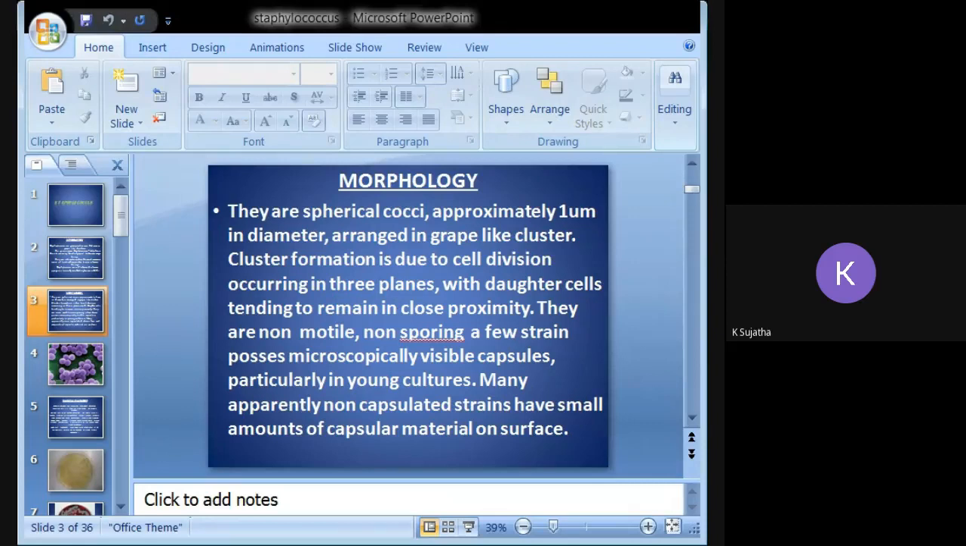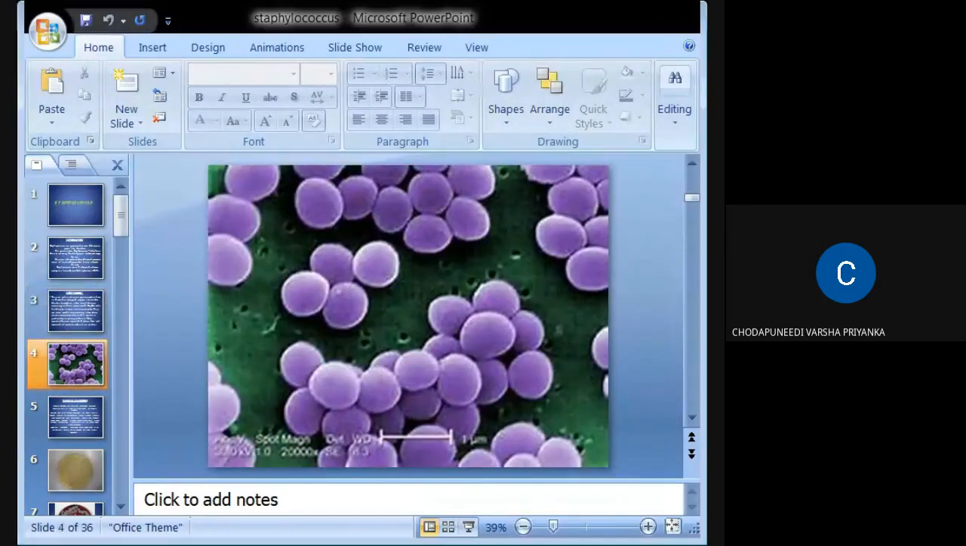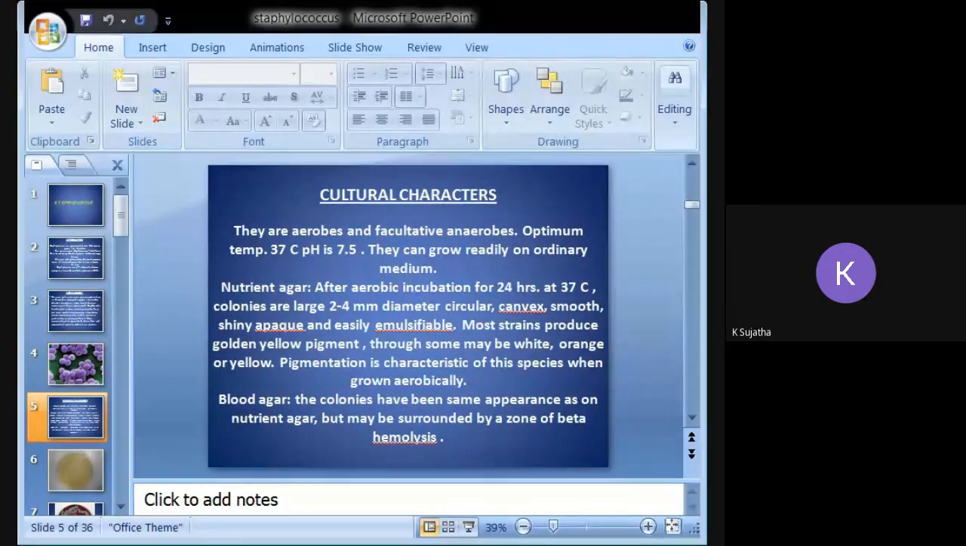What is the morphology of the bacteria? Spherical in shape. Spherical. What is the size of the bacteria? One micrometer. Is it capsulated or non-capsulated? Non-capsulated. Is it spore forming or non-spore forming? Non-spore forming. Is it motile? Non-motile. Very good.